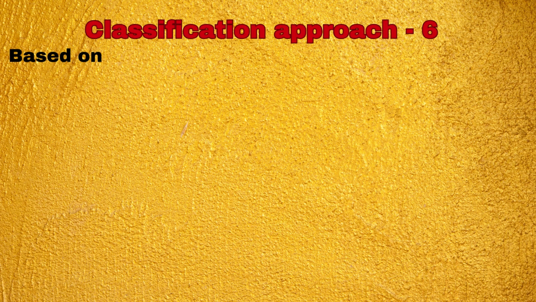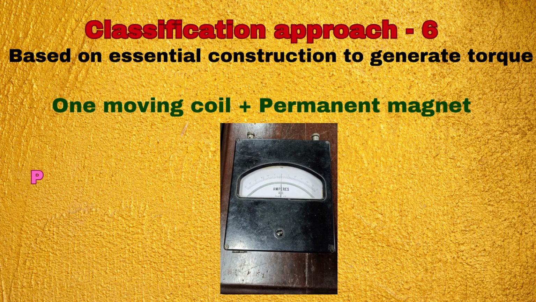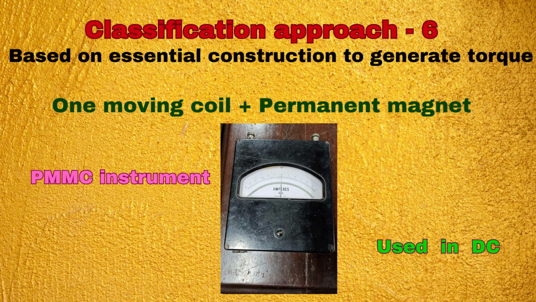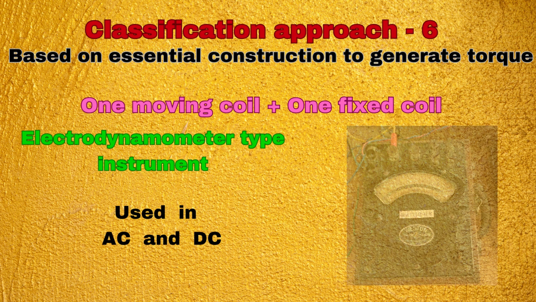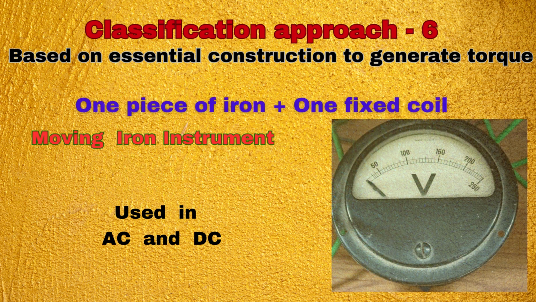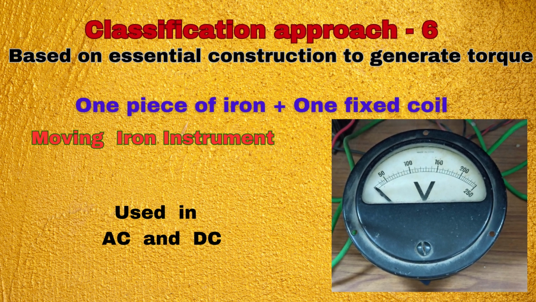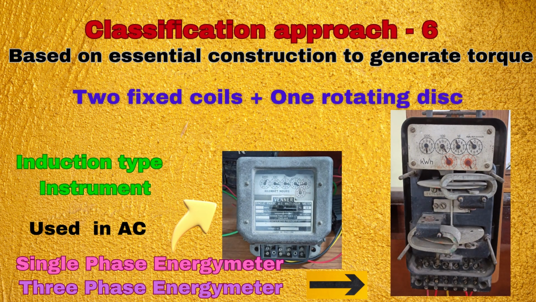The sixth classification highlights the essential constructions required to generate deflecting or driving torque. In one case, there can be a permanent magnet and a moving coil. In a second case, the arrangement can have one fixed coil and one moving coil. Thirdly, one fixed coil accompanied with a piece of iron can serve the purpose. In integrating instruments like the energy meter, two fixed coils and a rotating disc fulfill the requirement.